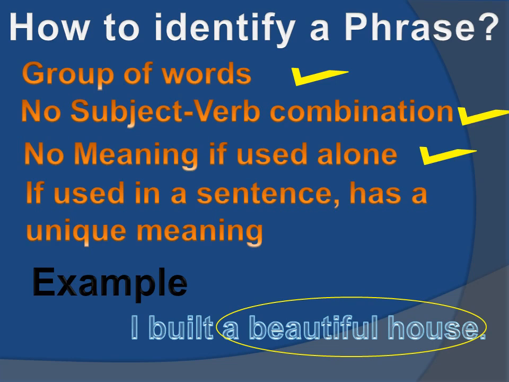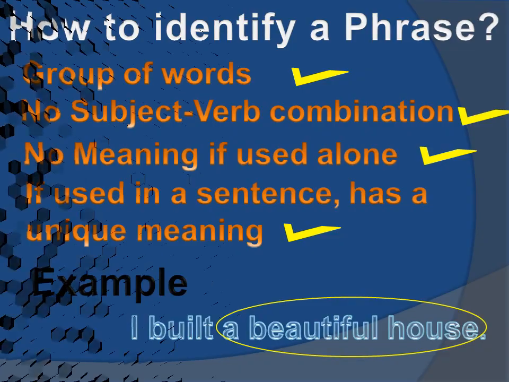If used in a sentence, has a unique meaning? Yes. Why? When I am using this phrase, a beautiful house, with I built, that means it is now joined with a complete sentence, I built a beautiful house, then it is giving a unique meaning. That means I have built a house which is very beautiful. So all these conditions are true, and therefore a beautiful house is a phrase. I hope students, now you clearly understood how to identify a phrase. Let's move further.